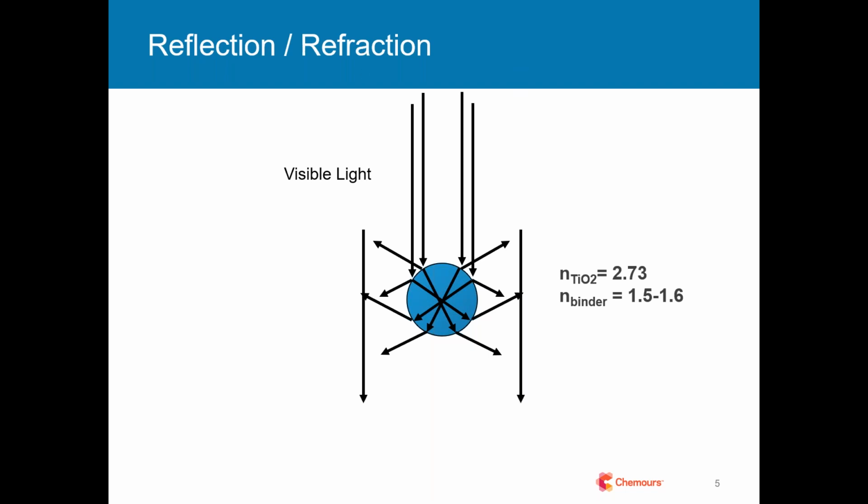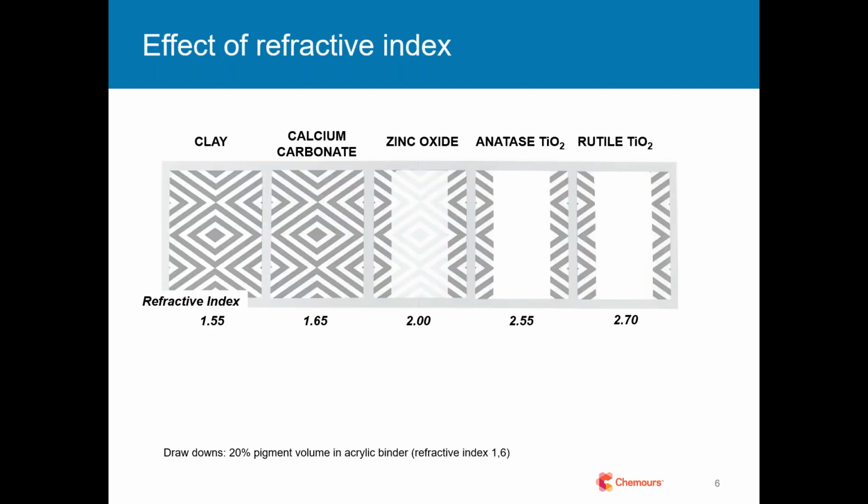Light that doesn't hit the titanium dioxide actually just goes through. There is no interaction. There is no reflection and refraction, actually, I should say. The effect of the refractive index is illustrated in this chart, where we made 5 paints, the same amount of different extenders and titanium dioxide, so 20 volume percent, in an acrylic binder system.